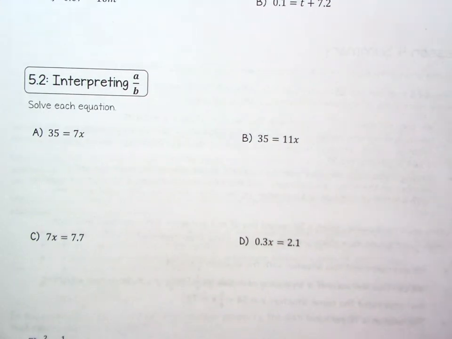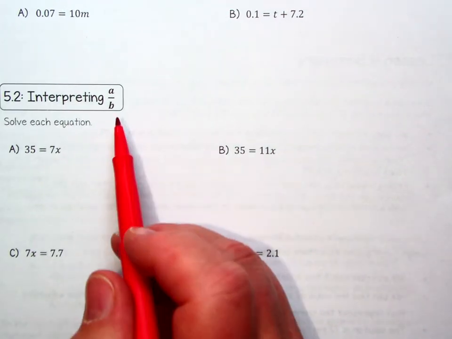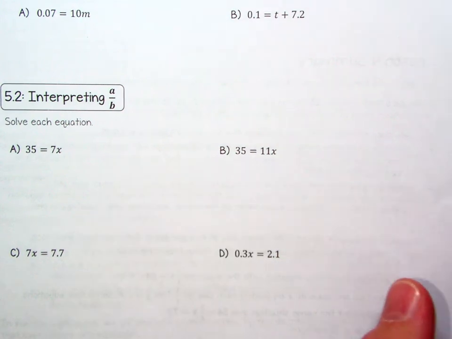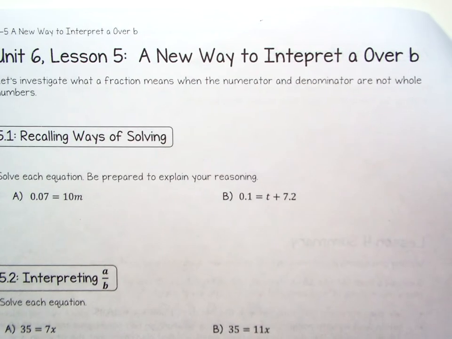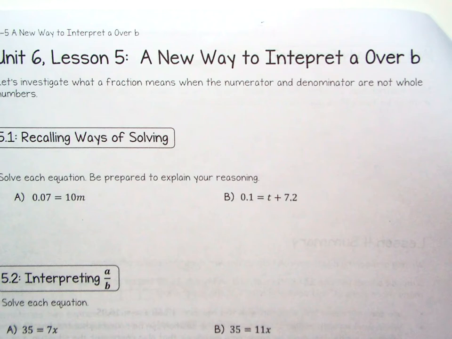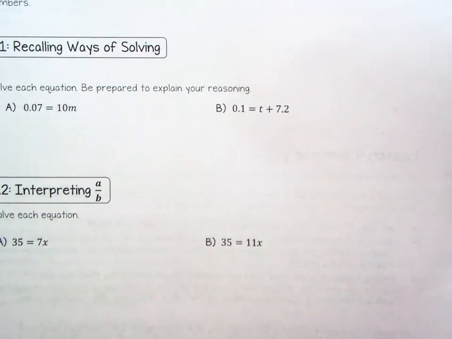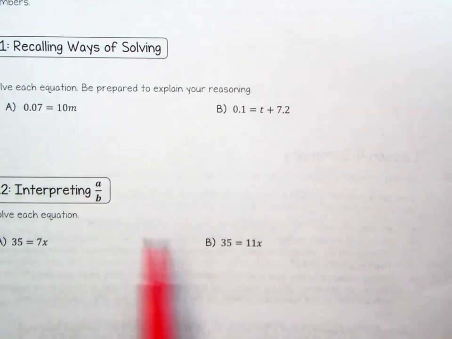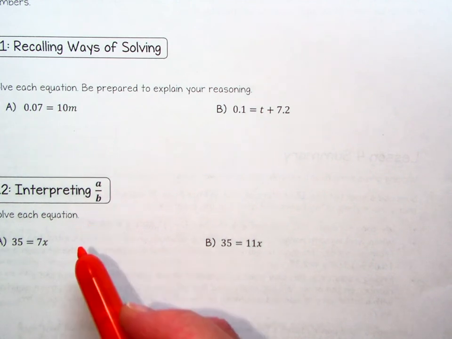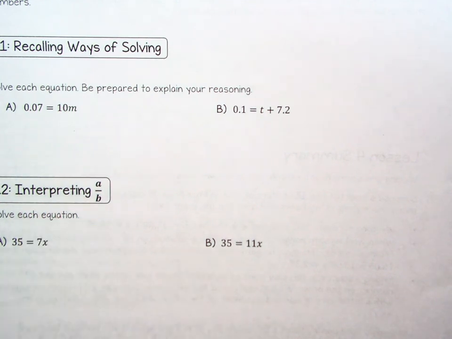Okay, so we're moving on to activity 2, which is called Interpreting A over B. If you recall, the name of this lesson is A New Way to Interpret A over B. This is not completely new. We've talked a little bit about this through the past few months when I have written a division problem using fractions, but this is the first time we're going to talk about it explicitly.